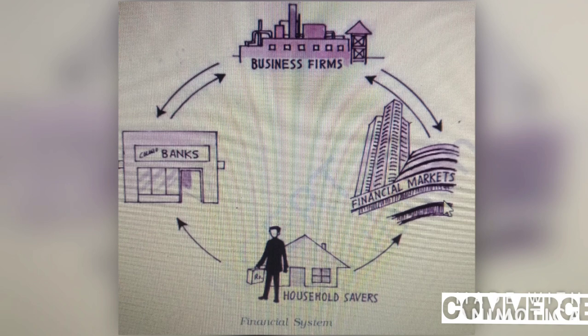So there are two ways through which households can save their funds. Either they can deposit in banks and earn their interest, or they can invest their money in financial market. That means they can invest their money in shares, debentures, etc. This money is borrowed by business firms for meeting their funds requirement. This is the financial system.